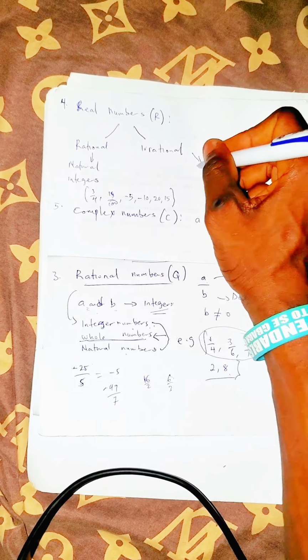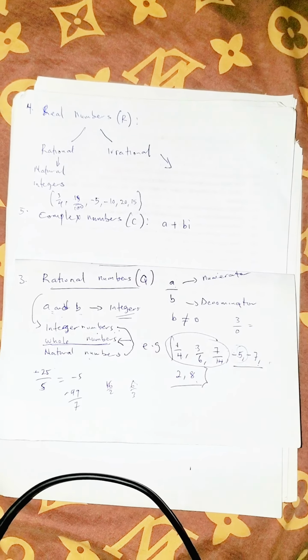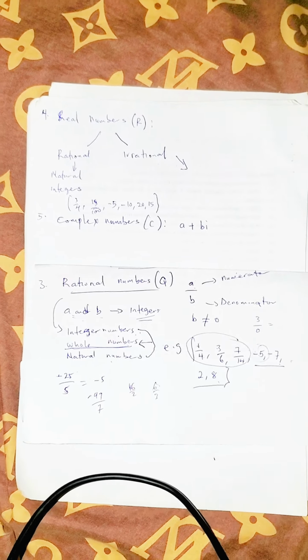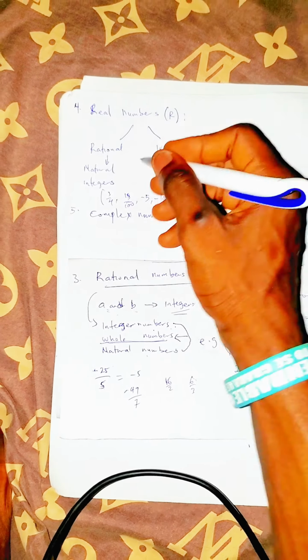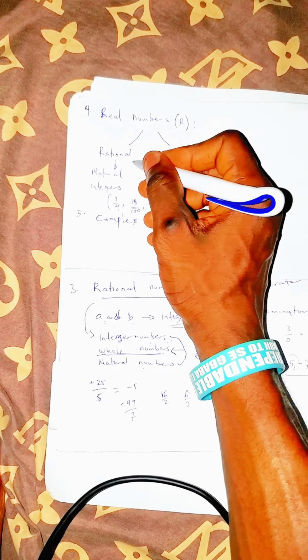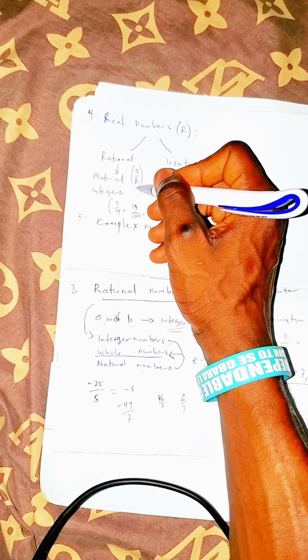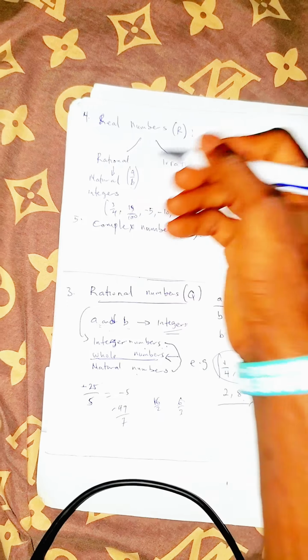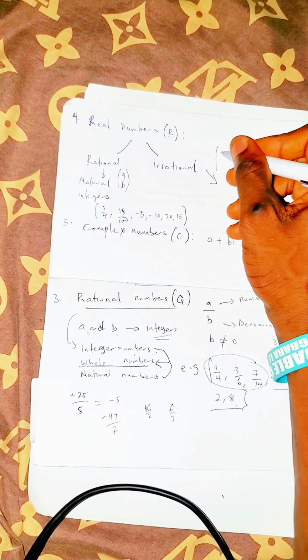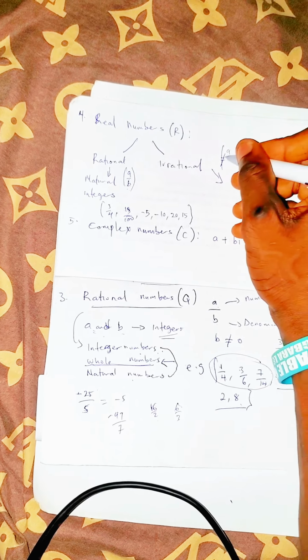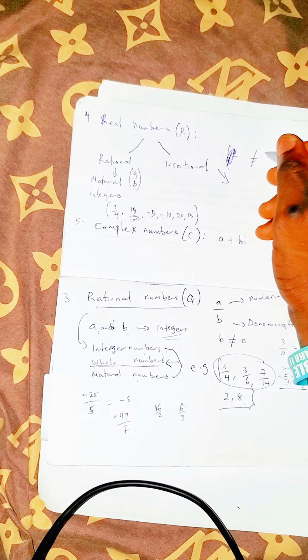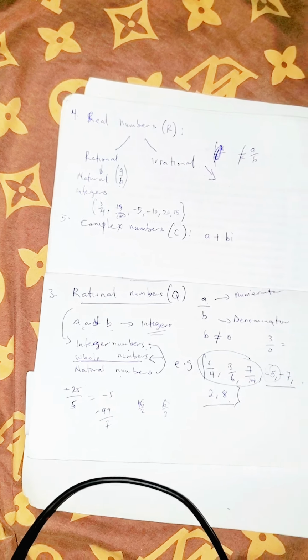But irrational numbers are the opposite of rational numbers. What do I mean? Don't forget that in the case of rational numbers, I said you have a over b, but this b must not be equal to 0. But in the case of irrational numbers, they are not equal to a over b.